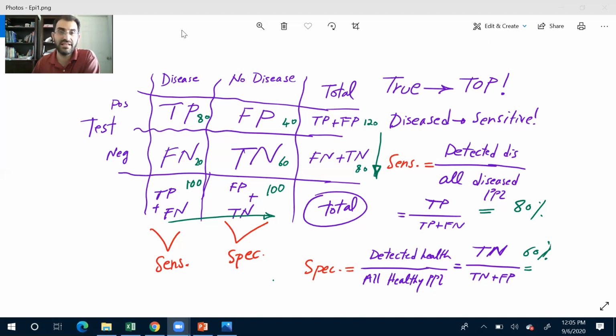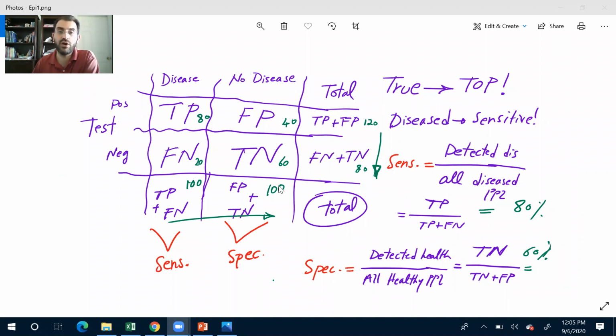Somebody said 40%. Look why you're wrong. You put false at the top. Somebody put some false at the top, right? True goes at the top.